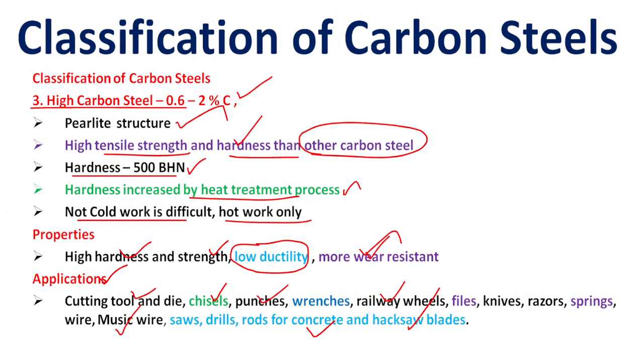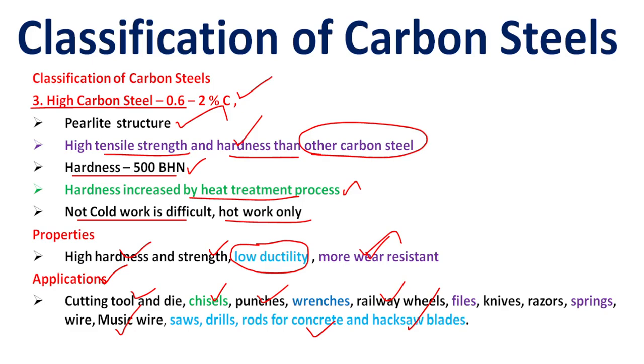High carbon steel has a ferrite structure, with high tensile strength and hardness compared to the other carbon steel materials. The hardness is 500 BHN, Brinell hardness number. The hardness is increased by heat treatment process. Cold work is difficult, so hot work is the preferable one.